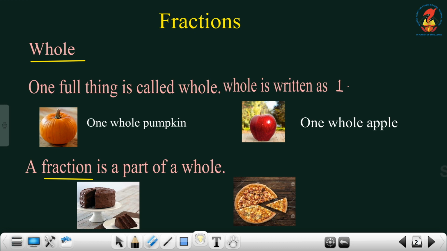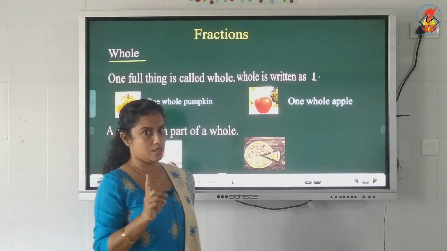Look here children, here you can see one full pumpkin. That is one whole pumpkin. Now in this picture you can see one full apple. That is one whole apple. One full thing is written as 1.